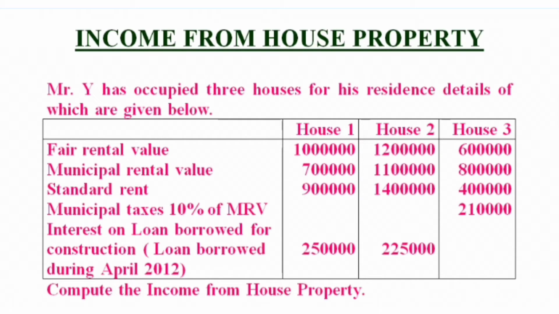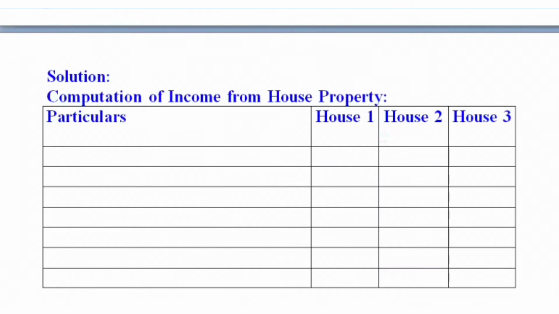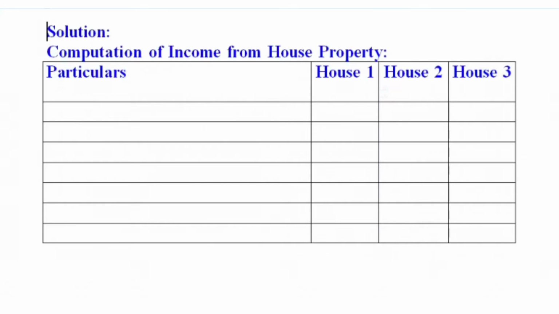So here, 3 houses have been utilized by Y for residential purpose, but as per the Act only 2 houses are allowed as self-occupied, so the remaining one is to be deemed to be let out. So let me determine which is going to be self-occupied and which is going to be let out.